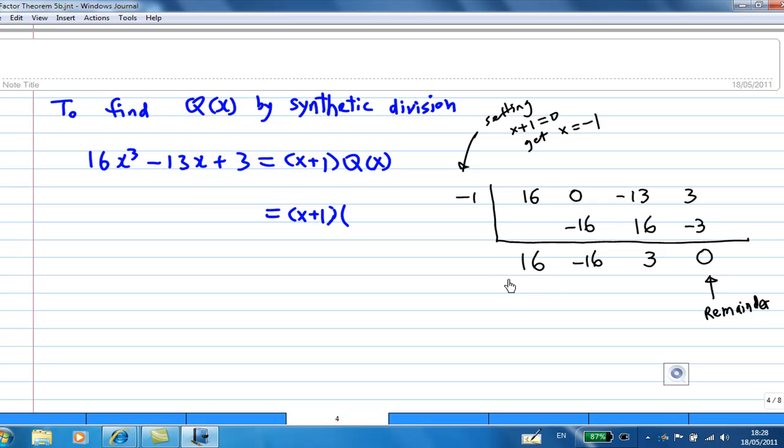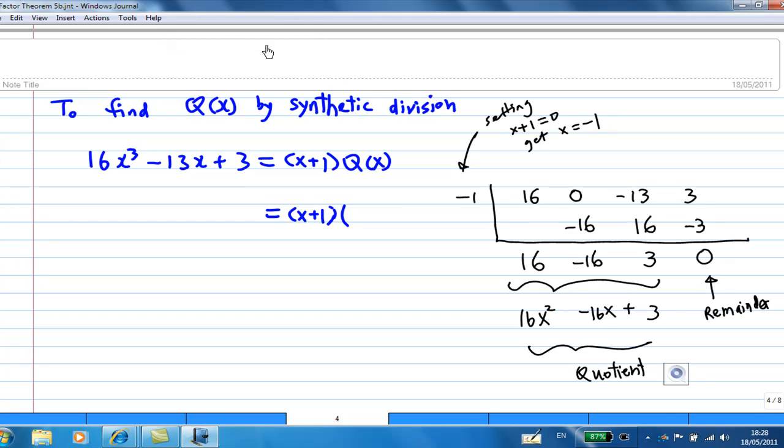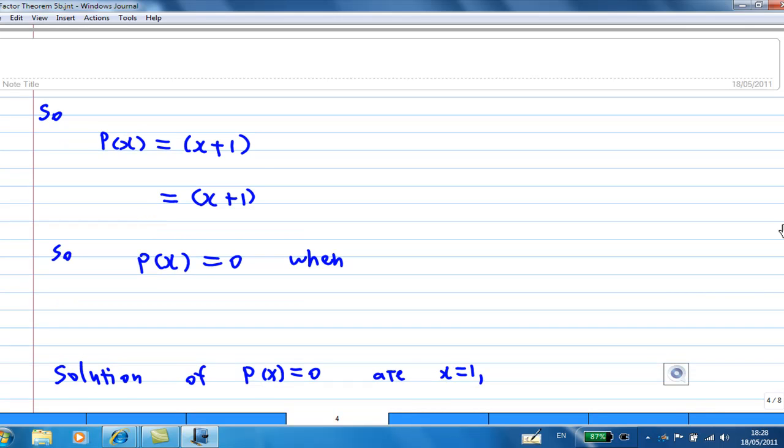And what is the quotient? The quotient will be 16x squared minus 16x plus 3, by copying the coefficients. So this is the quotient. That means after the synthetic division, q of x is 16x squared minus 16x plus 3. Therefore, p of x equals 16x squared minus 16x plus 3 times x plus 1.